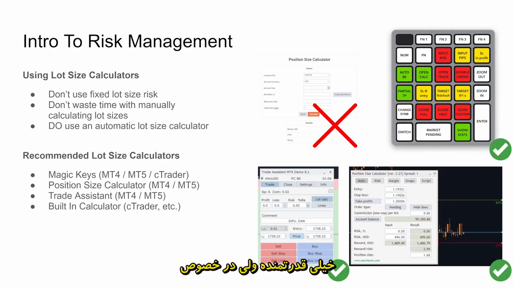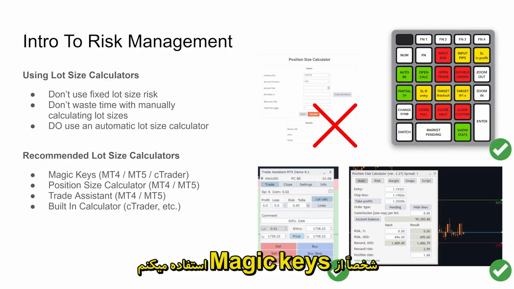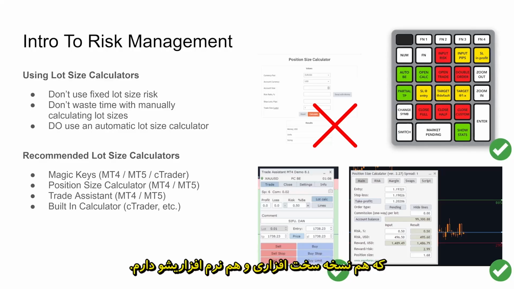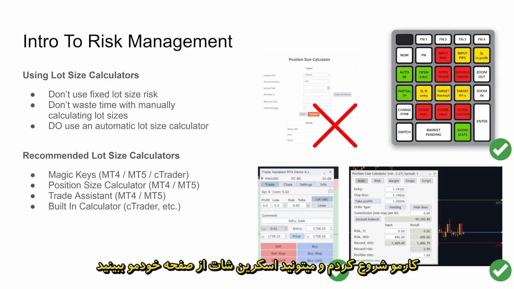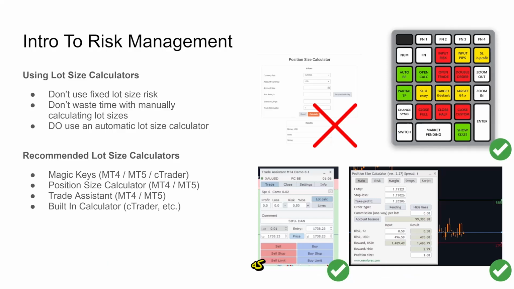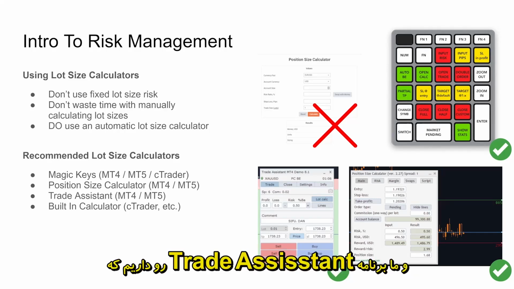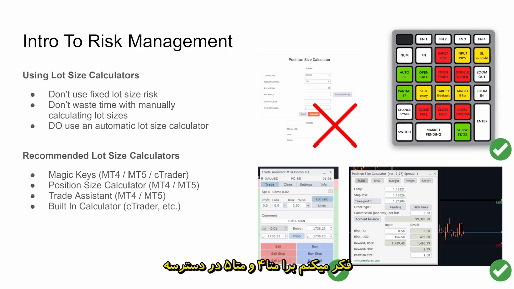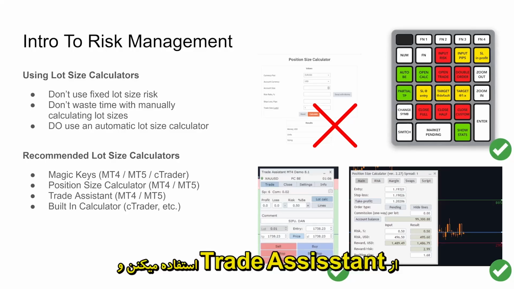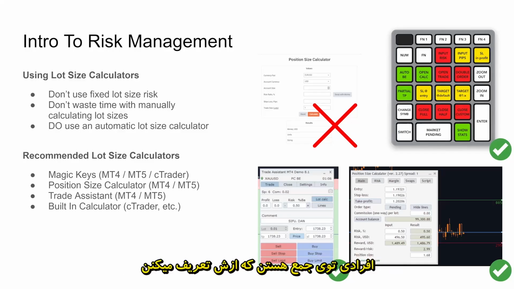But in terms of actual lot size calculators, I personally use Magic Keys now. I have the hardware and software version. I started out using Position Size Calculator. That's an actual screenshot of my terminal that I used to use, just as an example. And then we have Trade Assistant, which I think is available for MT4, MT5. So there's tons of options. There are people in the team that use Trade Assistant. There are people in the community that vouch for it. I've never used it personally, but I still recommend it over the MyFXBook lot size calculator, which is great.